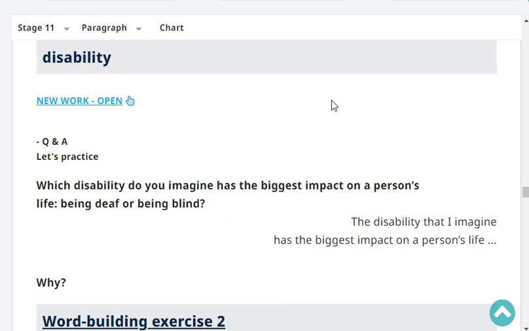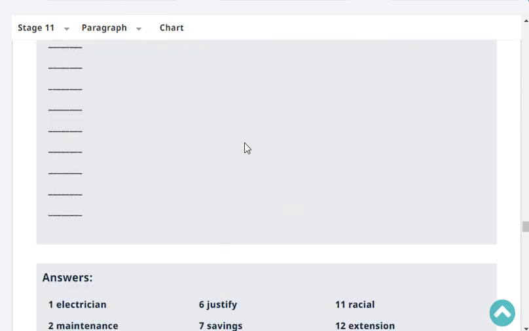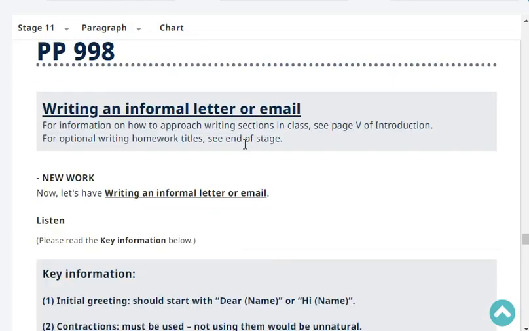So now let's move on to answering word building exercise two. Please get your book. You're done with this activity. Yeah, okay, very good. There's no note from the last teacher. Okay, let's continue. Very good.